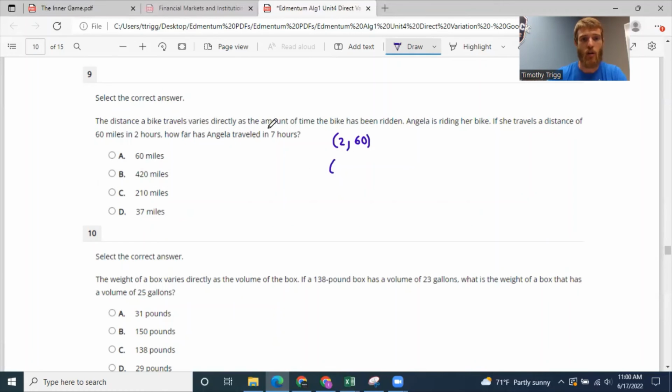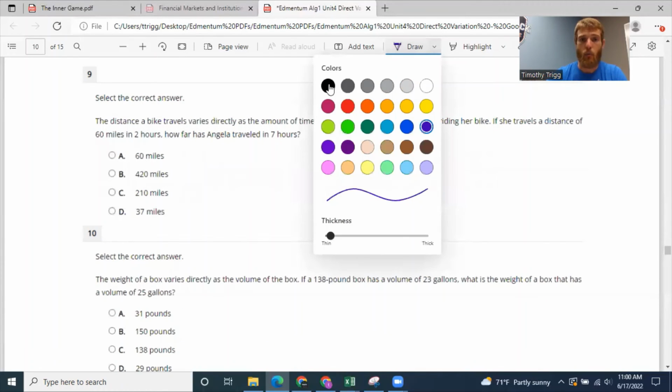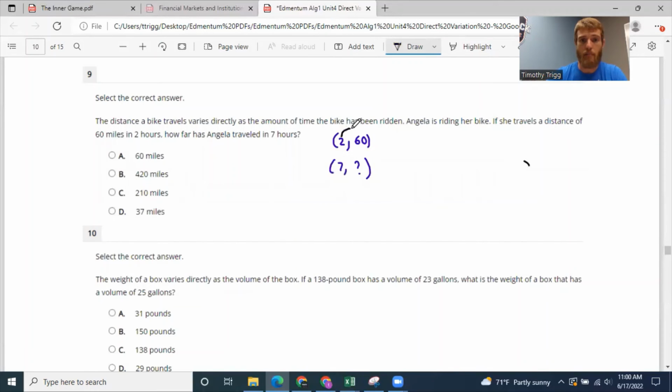How far has Angela traveled in 7 hours? So 7, comma, something, right? I need to find this something. Put a question mark there. Okay. So one thing to think about is what's the multiplier here? 2 times what gives me 60? And then that same multiplier to figure out this, okay? So whatever that K multiplier is, that'll tell you what to multiply this by as well.